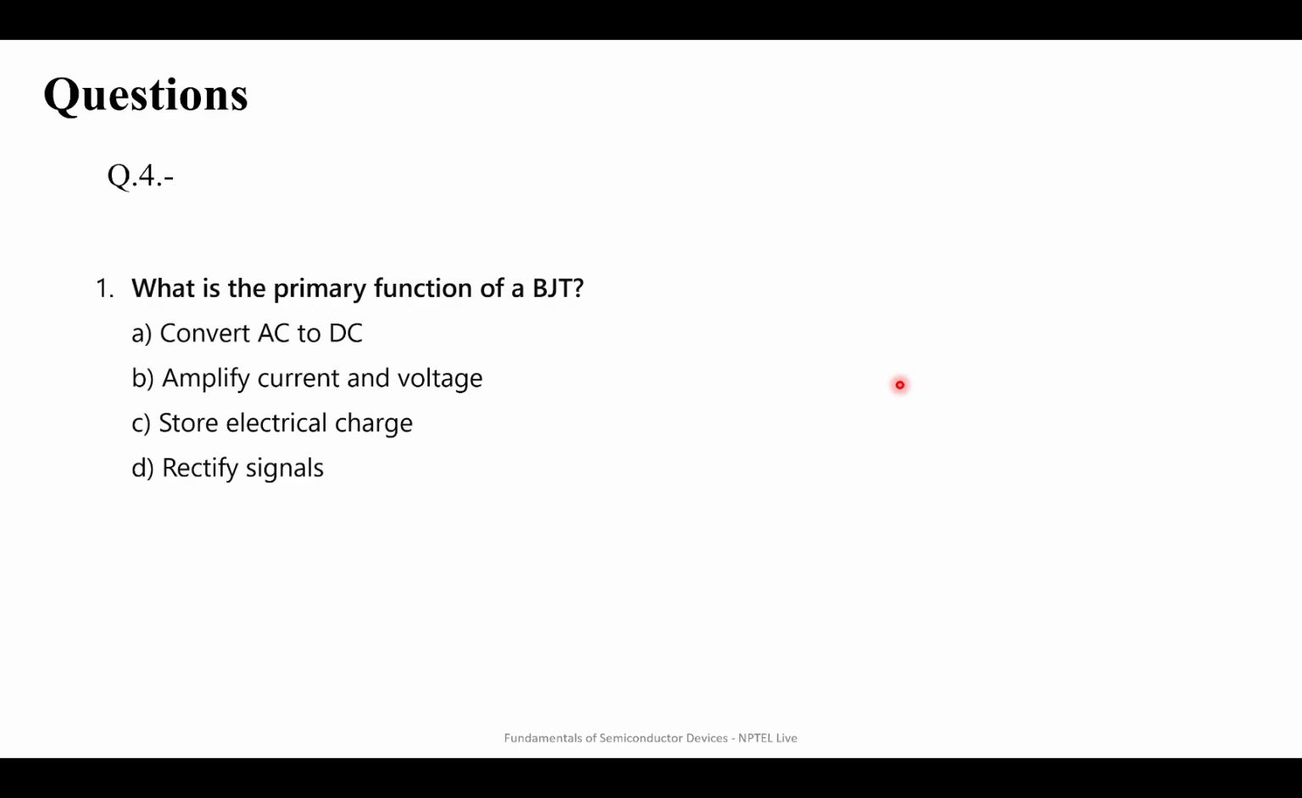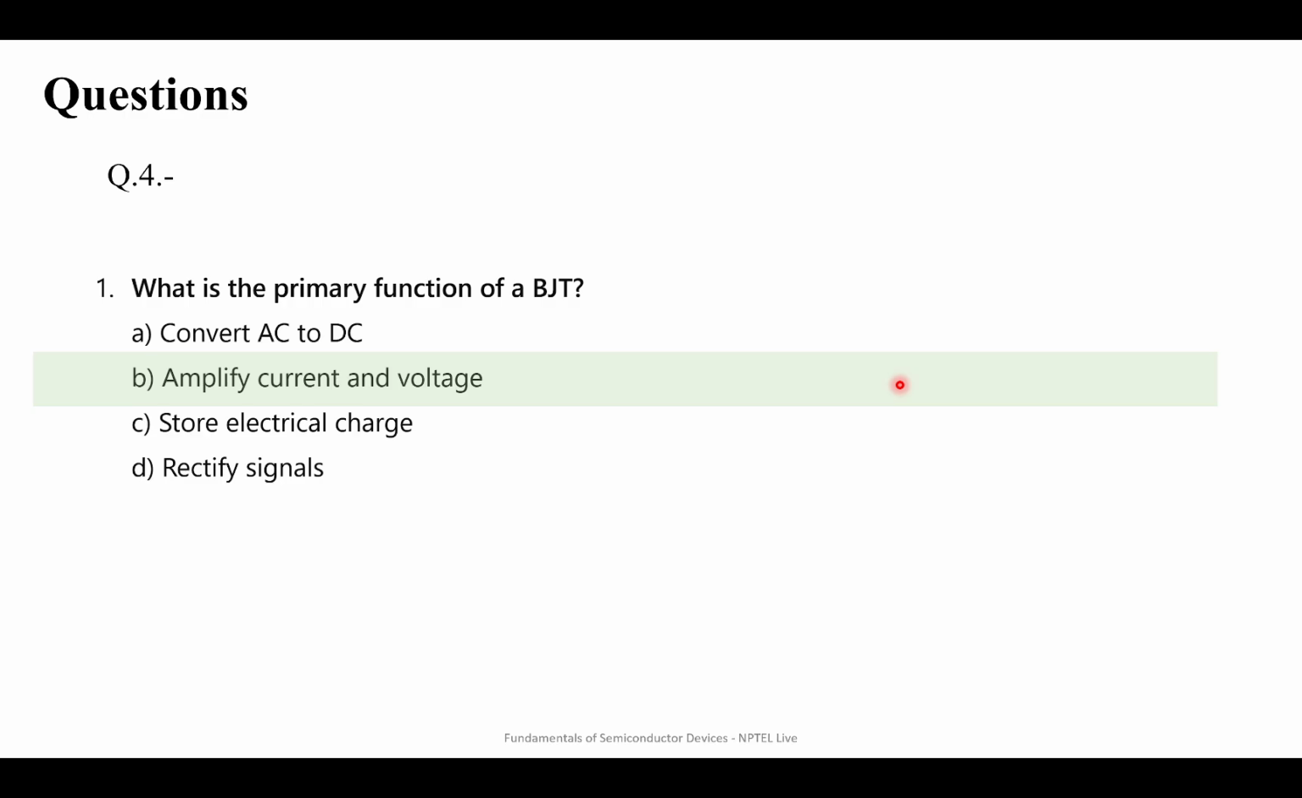What is the primary function of a BJT? A. Convert AC to DC, B. amplify current and voltage, C. store electrical charge, D. rectify signals. B. Answer B. Yes, the answer would be amplify current and voltage.